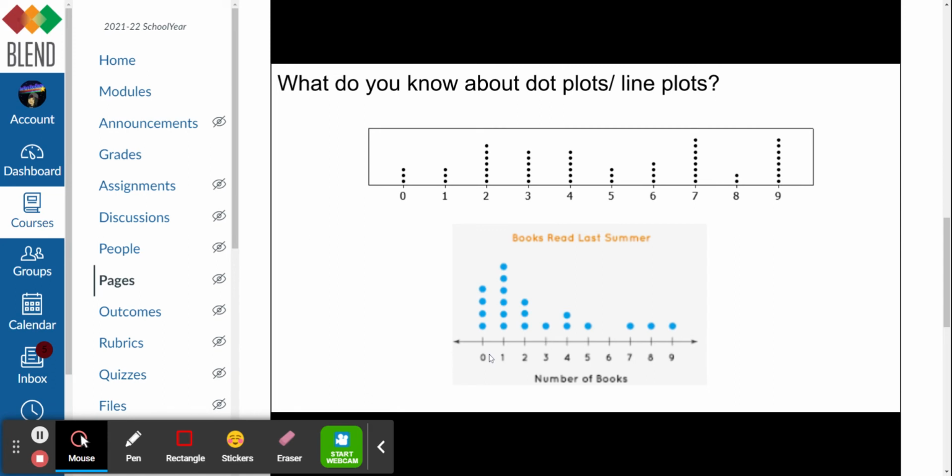All right, so it looks like 1, 2, 3, 4 people read 0 books over the summer. 1, 2, 3, 4, 5, 6 people read 1 book over the summer. 1, 2, 3 people read 2 books over the summer. 1 person read 3 books over the summer. 1, 2 people read 4 books over the summer. 1 person read 5 books over the summer. This doesn't have a dot, so that means nobody read 6 books over the summer. 1 person read 7, 1 person read 8, and 1 person read 9. All right, so if you don't have any data, it's going to be blank.